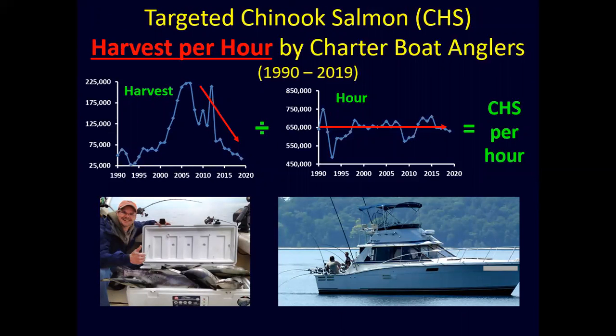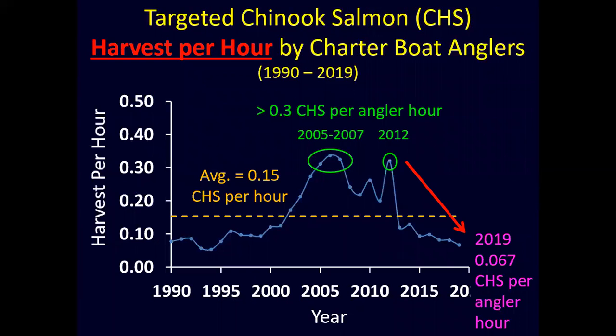So overall, if we divide harvest by hours fished, we can look at this in terms of a catch per unit effort. And generally, with decreasing harvest and somewhat constant effort, we've seen a reduction in the catch per unit effort of Chinook salmon by charter fishermen. This peaked at about 0.3 Chinook salmon per hour. For 2019, it was about 0.067 Chinook salmon per angler hour for charter boats.